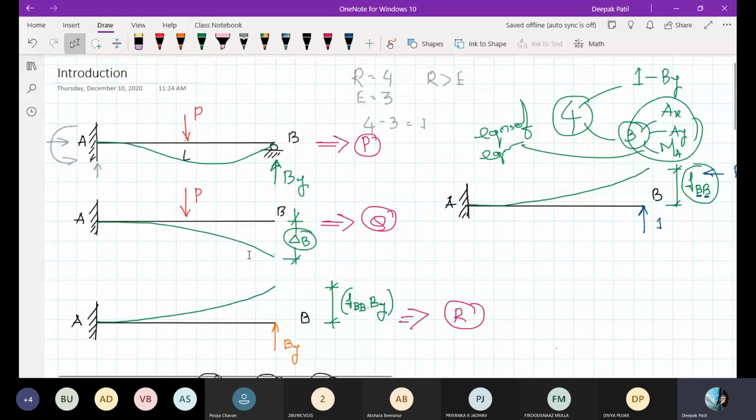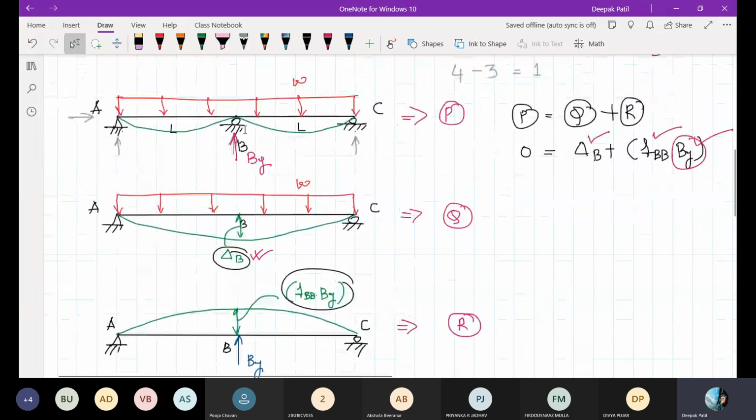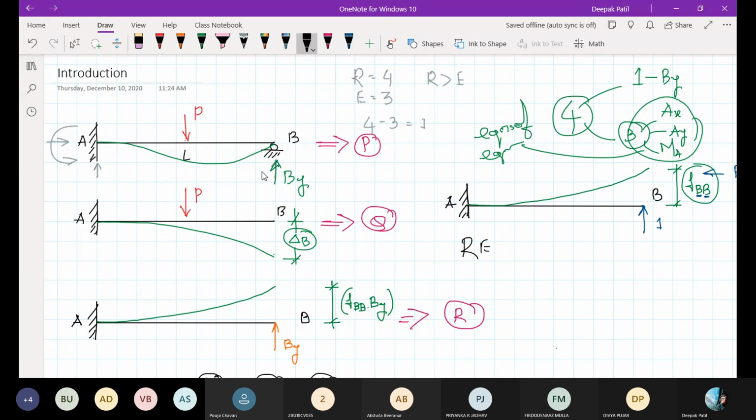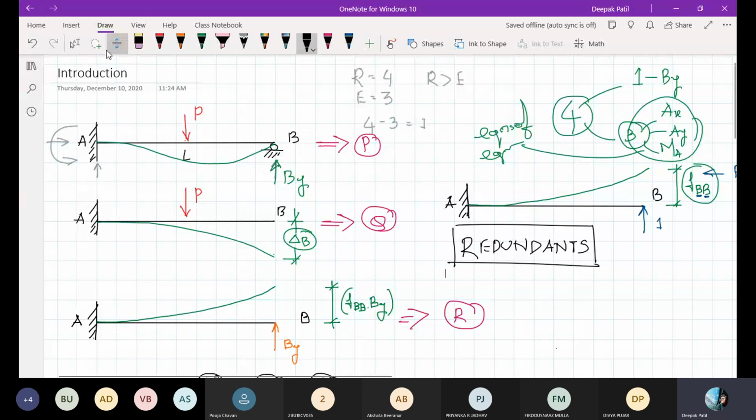See, in structure 1, I removed the roller support at B. In structure 2 also, I removed the roller support at B. Removing these supports, they are actually called redundants. Choosing a redundant: how many redundants need to be chosen? That depends on the degree of static indeterminacy.